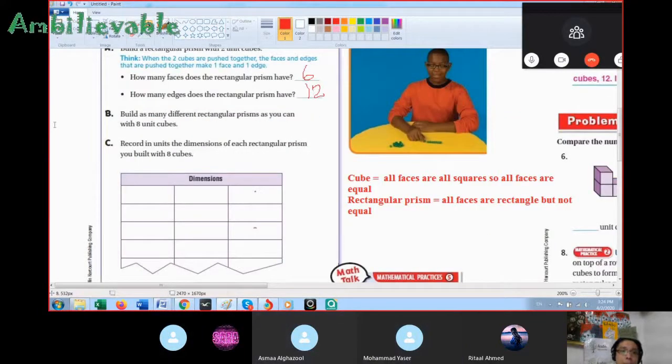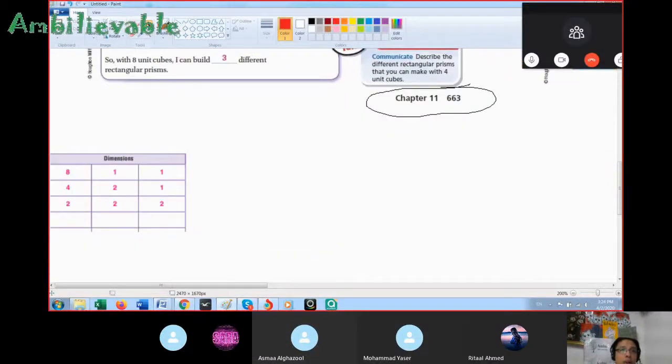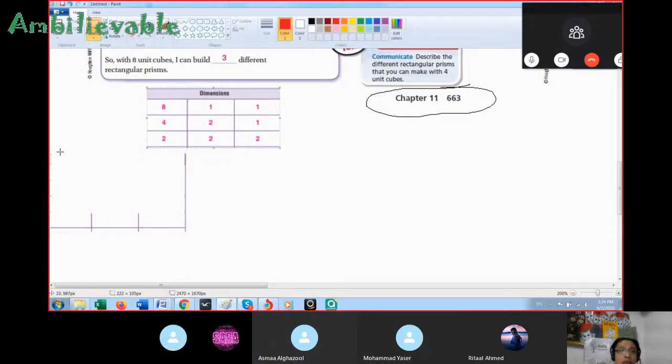Okay. Now this one. Build as many different rectangular prisms as you can with 8 unit cubes. Record in units the dimensions of each rectangular prism you built with 8 cubes. With 8 cubes, there are always possible answers. For example, I have prepared some answers here. These are the possible answers.